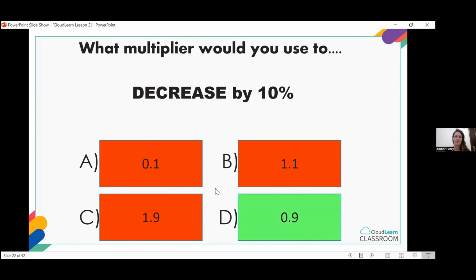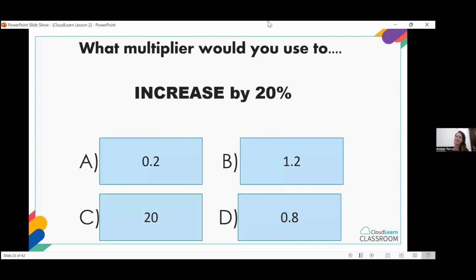So great. Okay, so it's increase again. We've got the word increase. We want to increase by 20%. So we start with 100%. Increasing by 20%, what would that be as a decimal? Oh, I need to launch the poll, sorry.